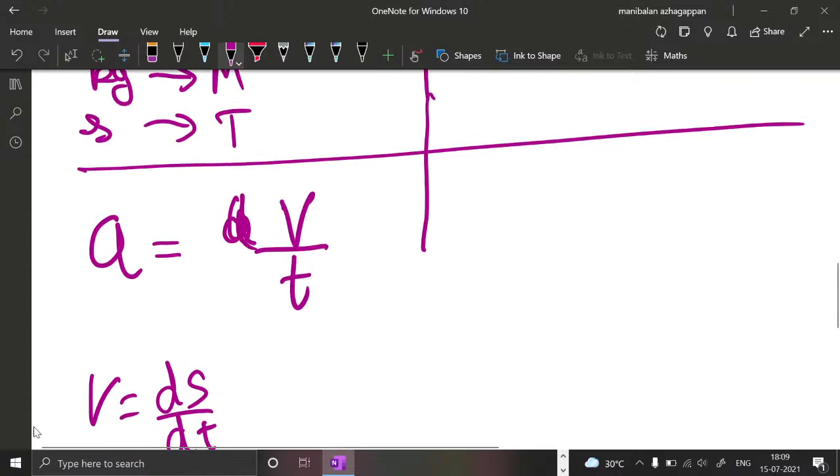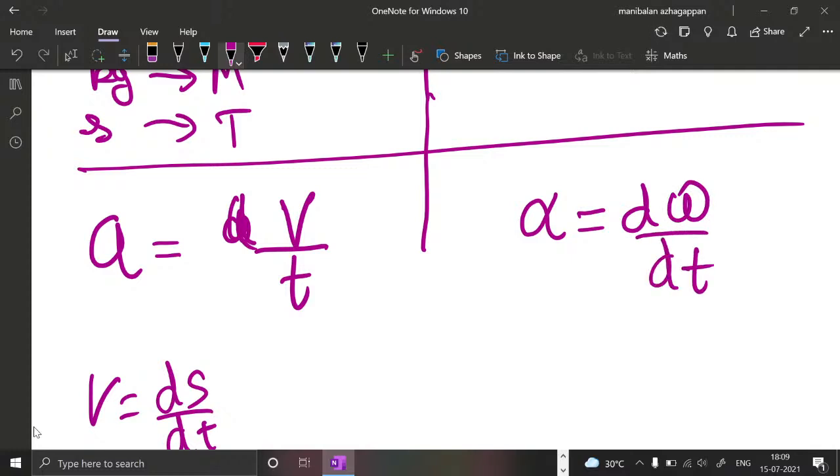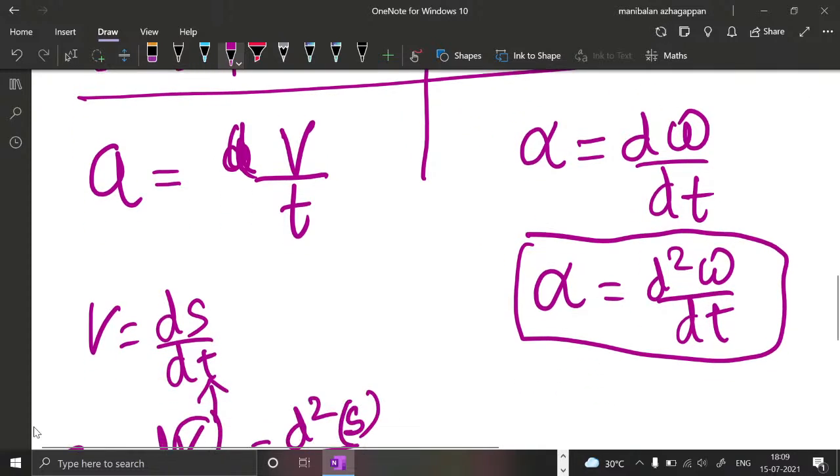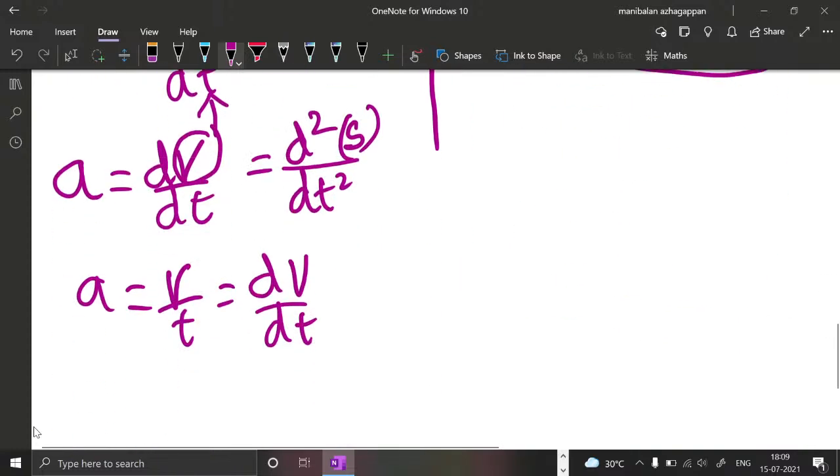Okay. So in the same way, angular acceleration is equal to angular velocity by time. The same equation you can write: alpha is equal to d square omega by dt square. Also we can write it as the angular acceleration. One side is the linear motion, and the other side is the rotation motion. Now we are going to discuss how the NEET question is asked here.